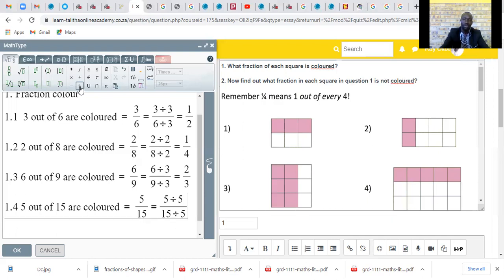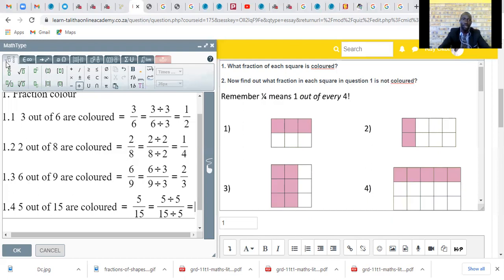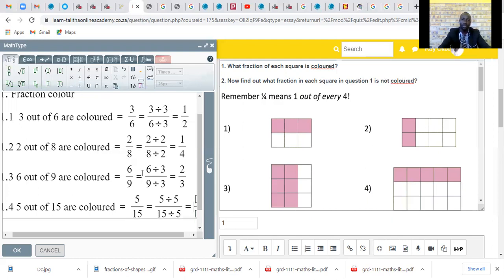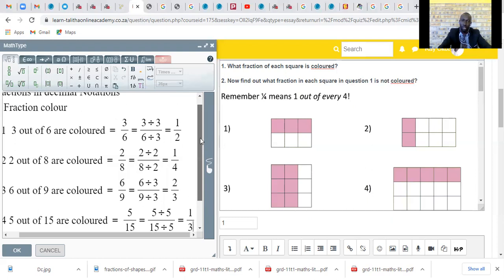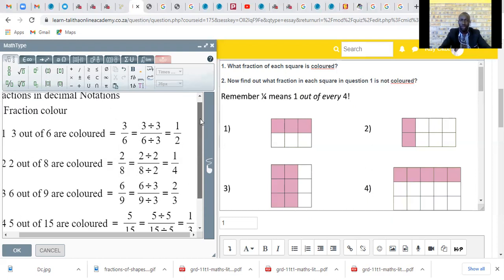And what is that reduced form? Well, in fractional notation, we will then be having 1 for 5 divided by 5, and a 3 for 15 divided by 5. So this is how we write in fractional notation the fraction of squares that have been colored.